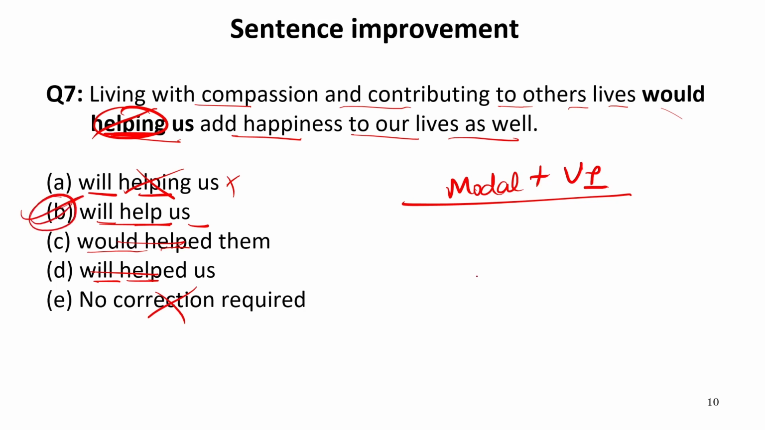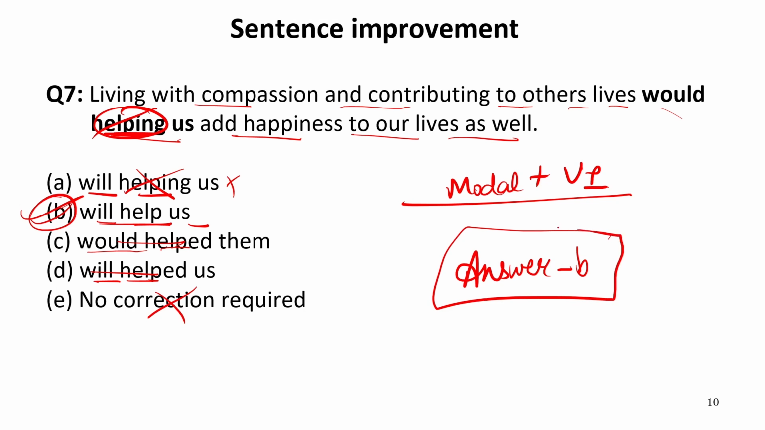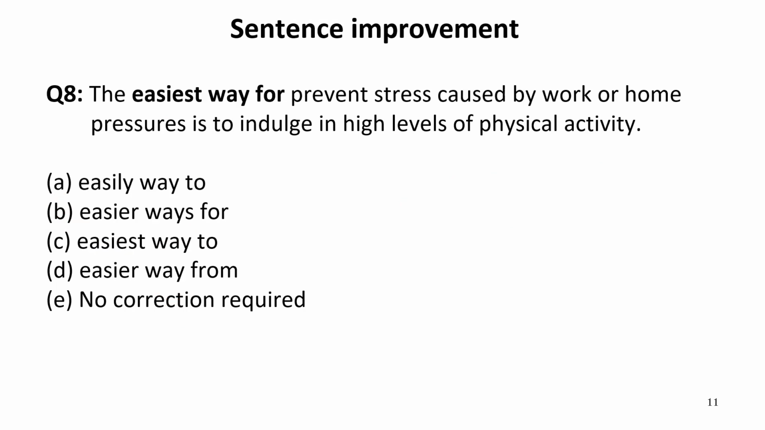Only option B is correct. So, our answer is B. This is again very simple. Our answer is B. So, living with compassion and contributing to others' lives will help us add happiness to our lives as well. This will be the correct sentence after improvement. Now, let us move to the next one.